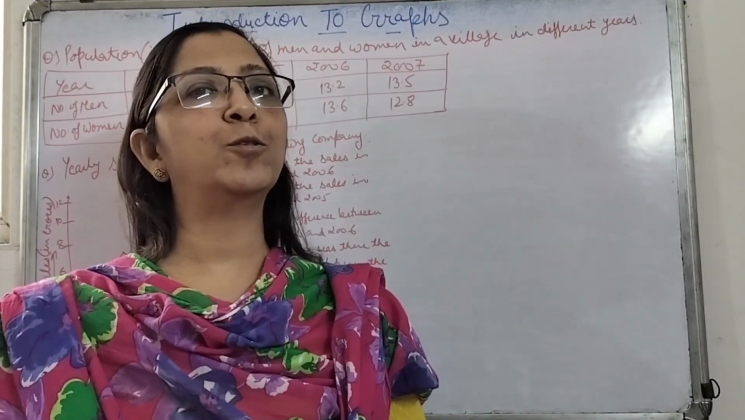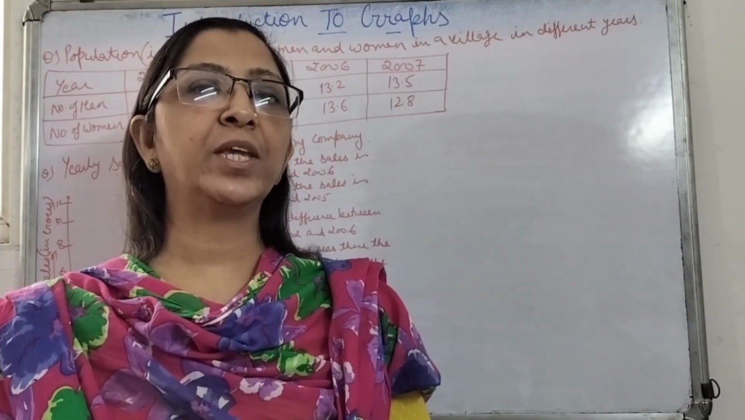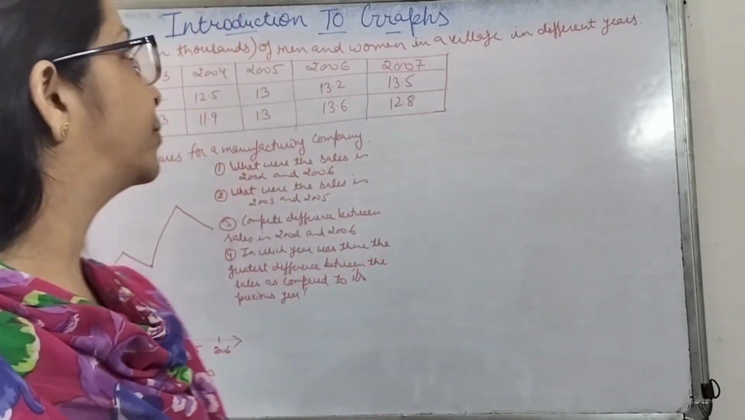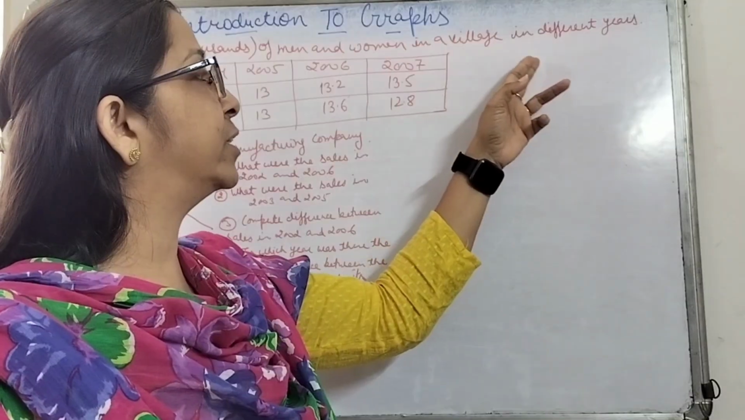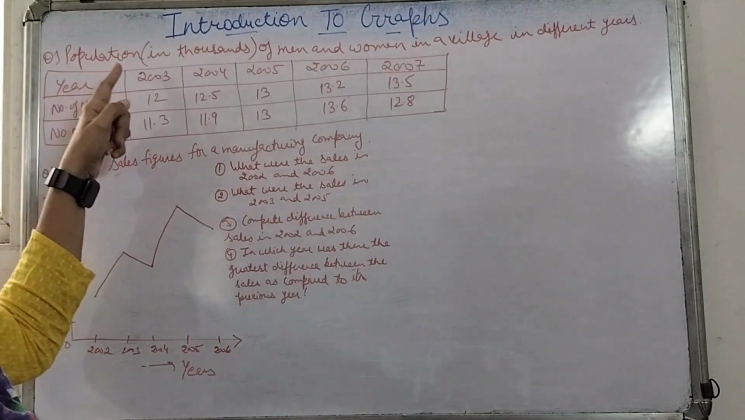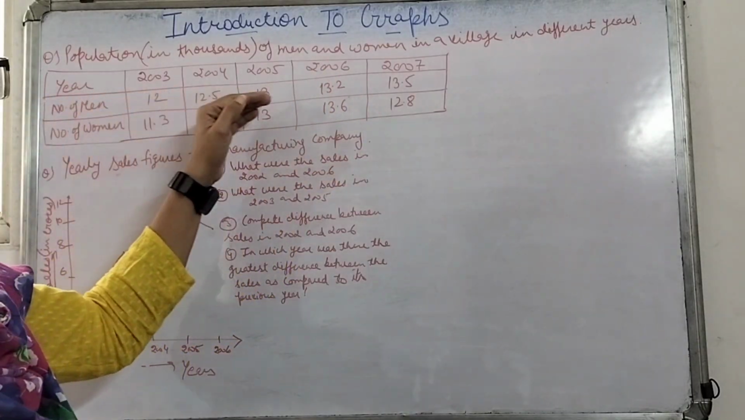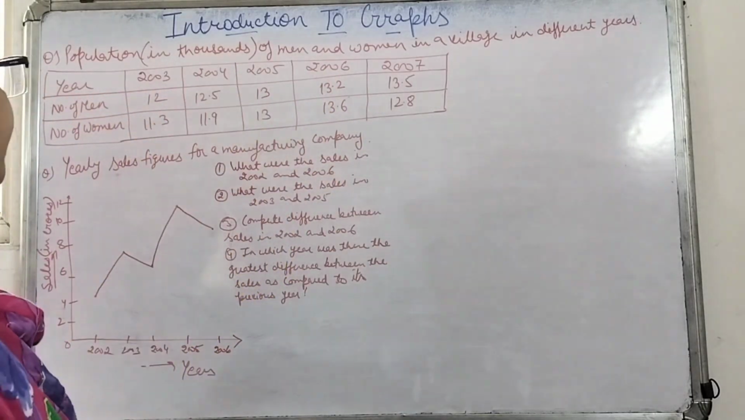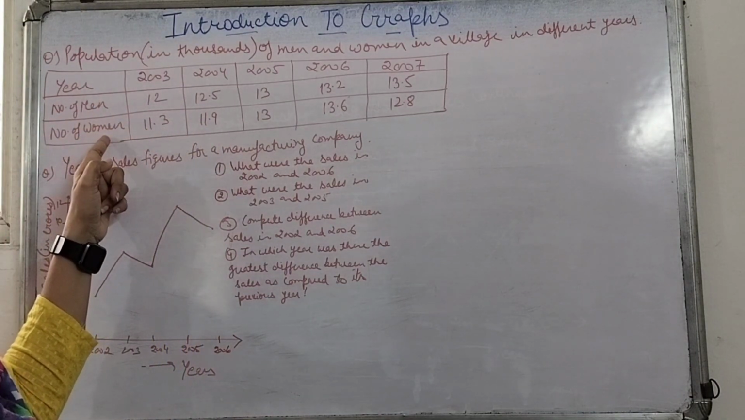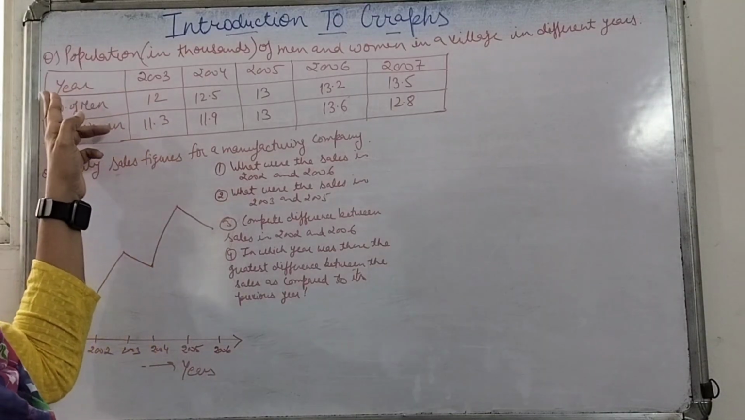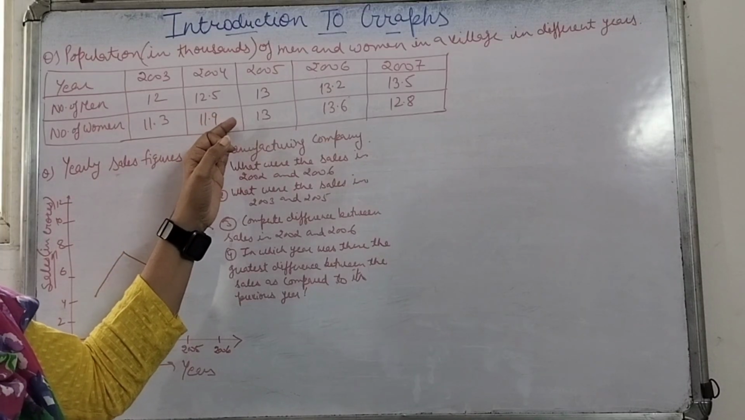Just now we have seen how to represent the data by your line graph if any information is given to us. Now let's understand this using another example. If the population, that is in thousands, of men and women in a village in different years is given to us, that is in the year 2003, 2004, 2005, 2006 and 2007, what is the number of men and what is the number of women in thousands? That means in the year 2003, number of men was your 12,000 and number of women was your 11,300. Similarly, in the year 2004, number of men was your 12.5 and number of women was your 11.9 in thousands.